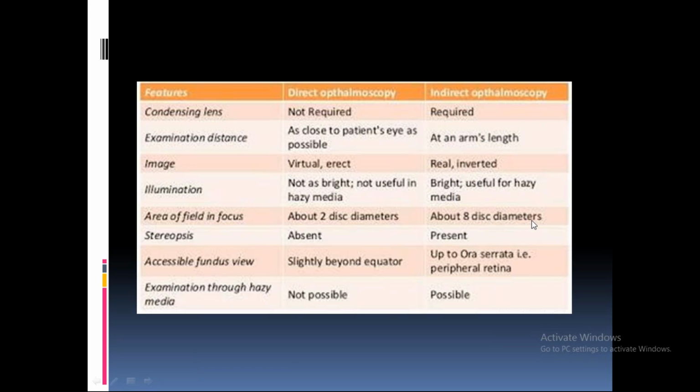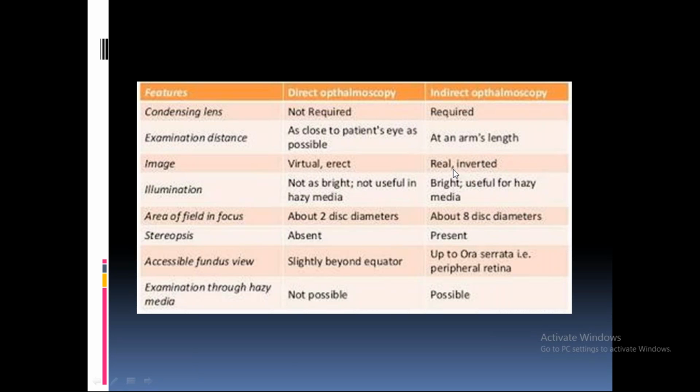Bright, useful in hazy media. You can see a large area. Stereopsis is present. You can see up to the ora serrata and peripheral retina. Examination through hazy media is possible. These are all the advantages of indirect ophthalmoscopy. And the image formed is real and inverted.